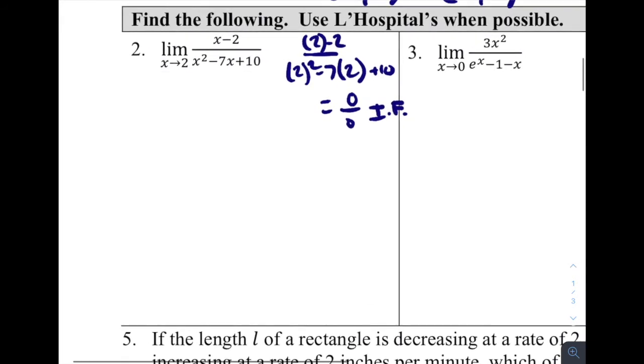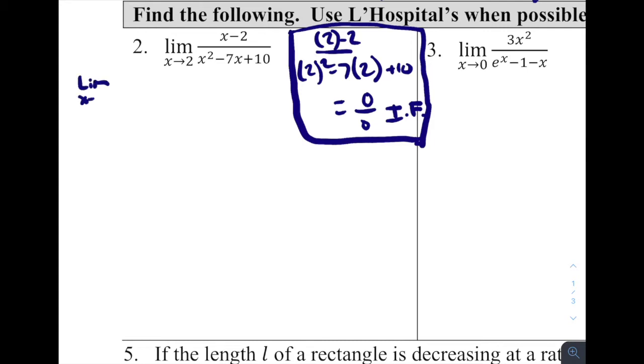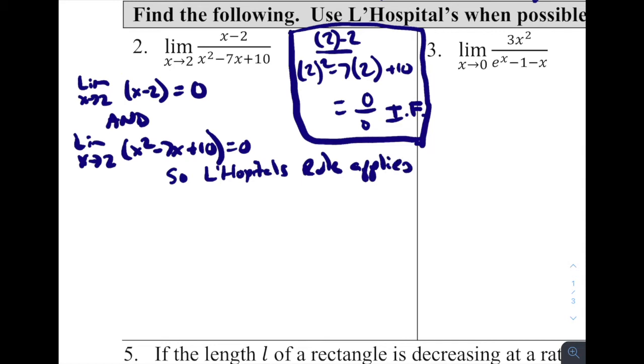Again, if we're looking at AP exam quality work for this, we would want to make sure that that side work is not being shown as equal to that original limit. But we want to say that the limit of the numerator, so the limit of x minus 2 as x approaches 2, is 0, and the limit of the denominator as x approaches 2 is also 0. So L'Hopital's rule applies. And then we're going to apply it. We're going to use it.